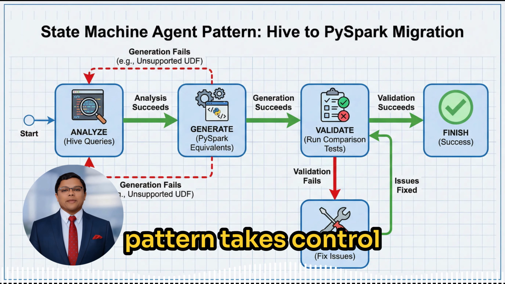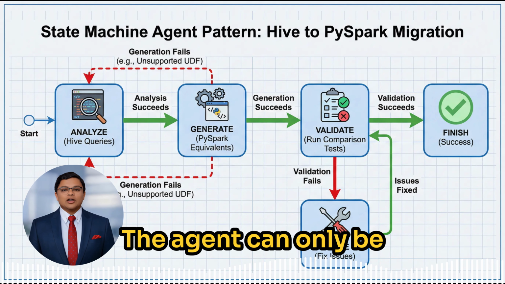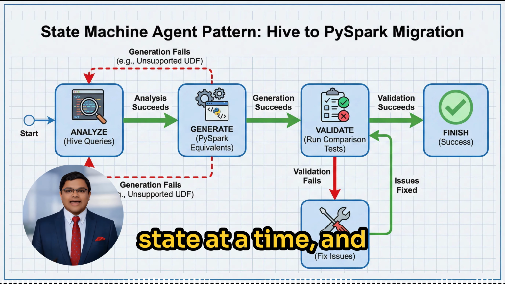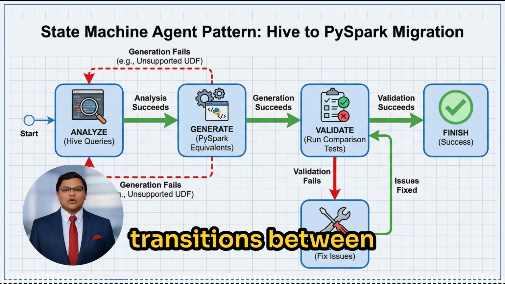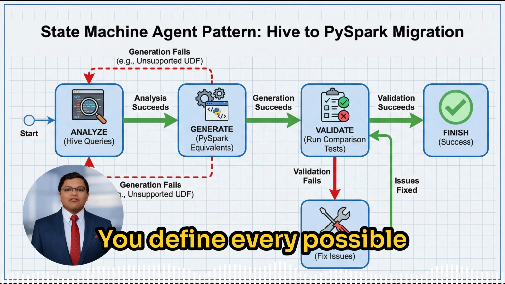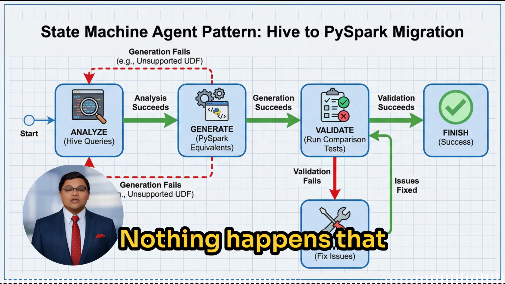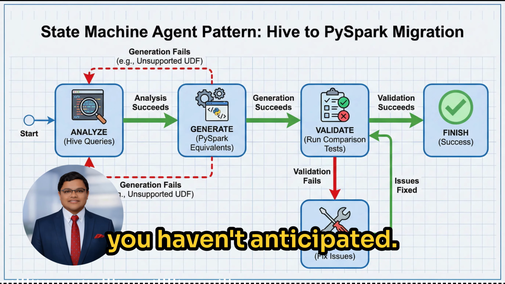The state machine pattern takes control one step further. The agent can only be in one well-defined state at a time, and transitions between states are triggered by explicit conditions. You define every possible state and every valid transition up front. Nothing happens that you haven't anticipated.